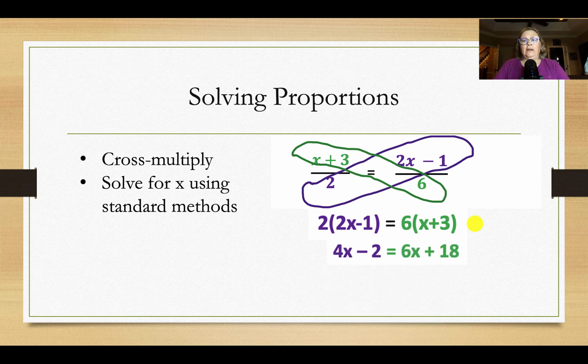So distributing, I have 4x minus 2 equals 6x plus 18. I'm going to subtract 18 from both sides in order to move the 18 away from the right side, and I'm going to subtract 4x in order to move the 4x over to the right. So I'm basically collecting all my x's on the right and all my constants on the left. So that gives me minus 20 equals 2x, and then x equals 10.